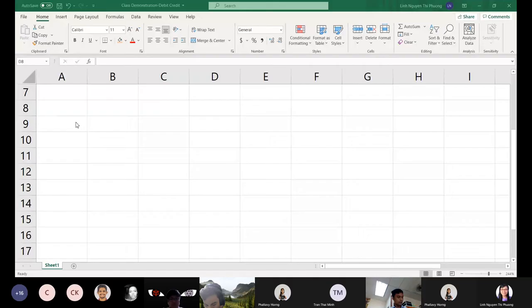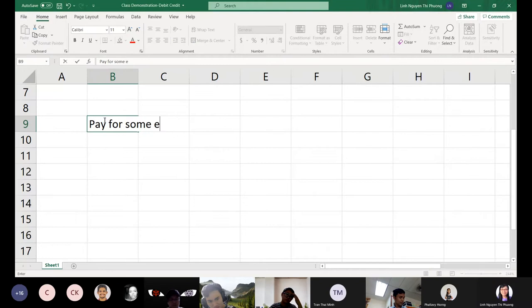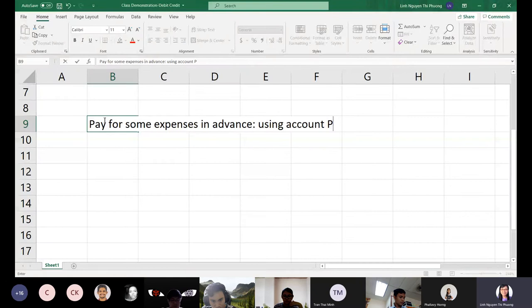Okay, when you pay for some expenses in advance, it means before you use this, then we will use an account called prepaid expenses. Okay. For example, when you go and rent a house, normally the owner will ask you to pay for 3 months rent, right? 3 months rent.